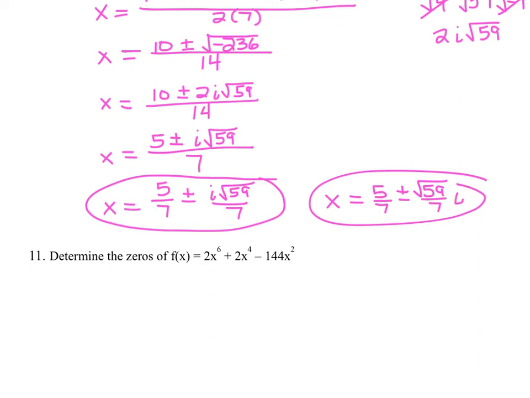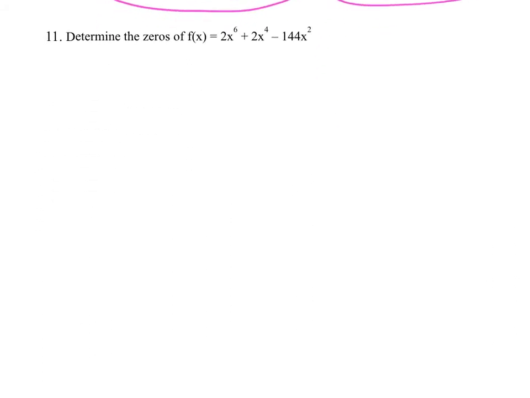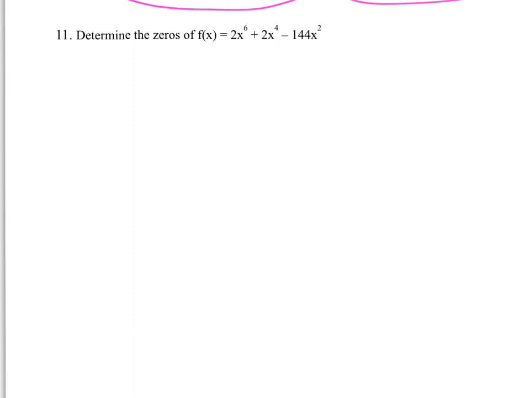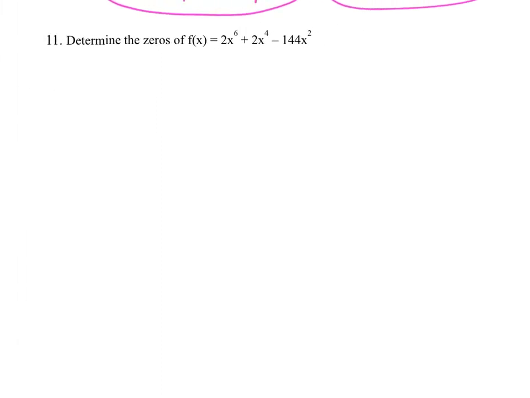All right, number 11, determine the zeros. Now, when you want to determine the zeros, all they're telling you is to set this equal to 0 and solve. So let's do it. All right, now I'm looking, and if you notice, all of these numbers are even. So if you want to divide both sides of the equation by 2, you can, okay?